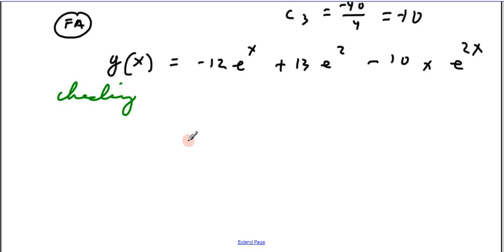Do we have to check our work, or can we look in the back of the book? I think we can look in the back of the book. Number 16 is there. And we have minus 12 e to the x plus 13 2x 10. Yeah. So checking by back of book. Boom. Checked.